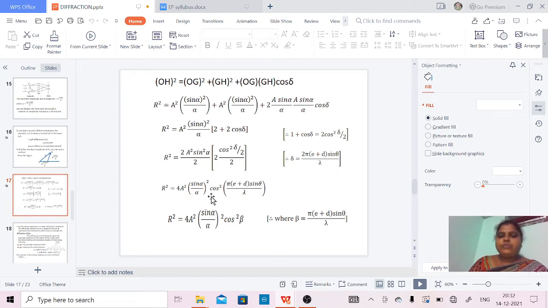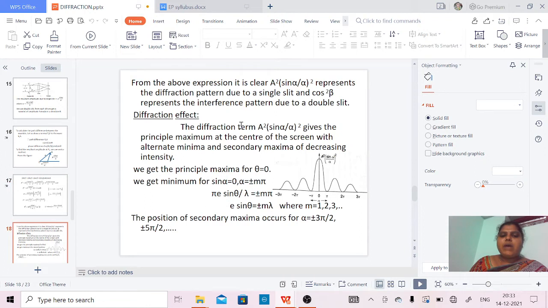Now R square equals 4A square into sin alpha by alpha whole square, and cos square of this, taking this value as beta. Beta equals pi into e plus d into sin theta by lambda. From the above expression it is clear that A square into sin alpha by alpha whole square represents the diffraction pattern due to single slit, and cos square beta represents the interference pattern due to a double slit.